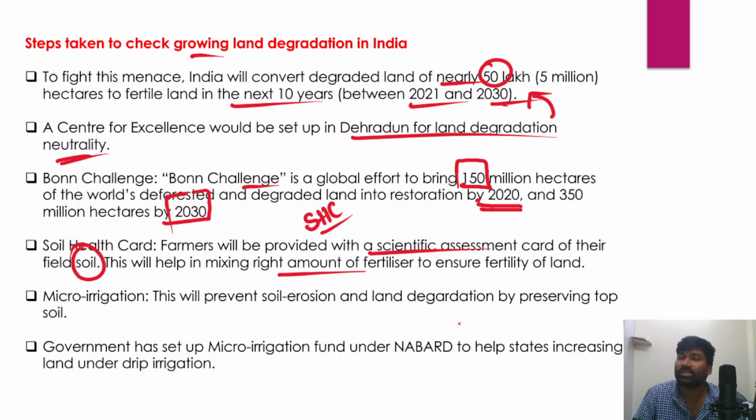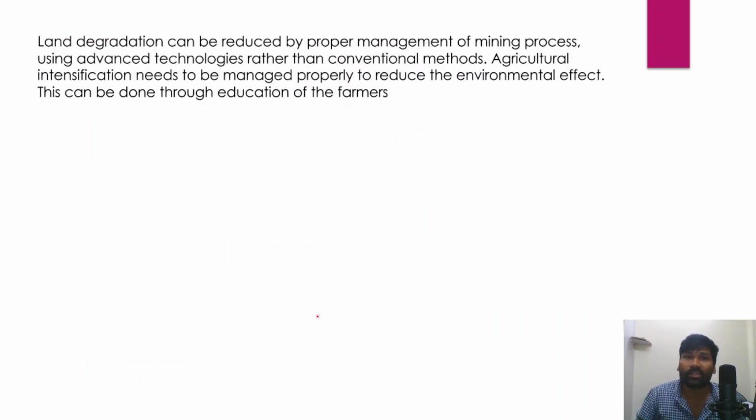And micro irrigation is very important because unscientific irrigation methods very often drive the degradation and desertification of land, and therefore micro irrigation methods, particularly drip irrigation and sprinkler irrigation, would be more and more effective. In fact, the government has also established the Micro Irrigation Fund under NABARD to help states adopt micro irrigation, particularly drip and sprinkler irrigation.